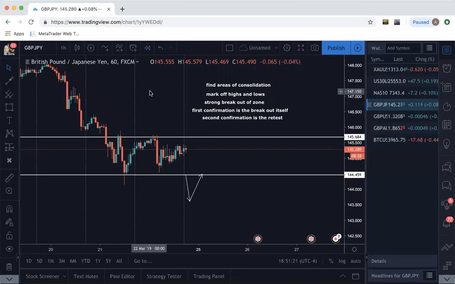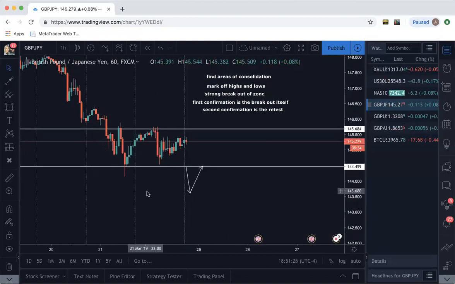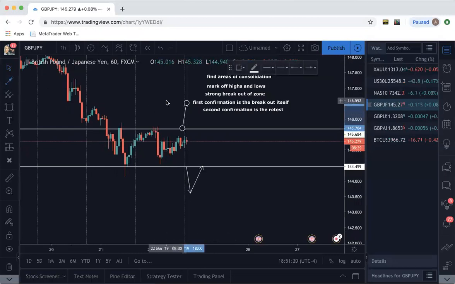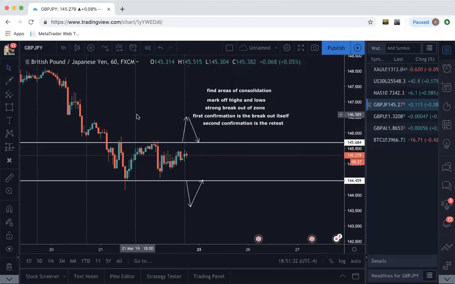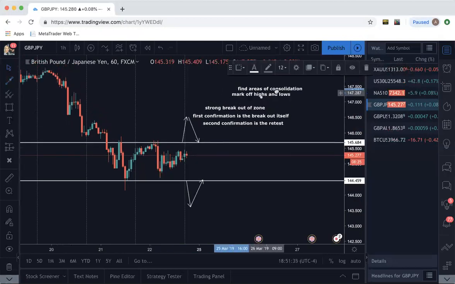Okay, so the second confirmation is the retest. We're going to see a breakout of support or resistance, and it could very well do this, guys. It doesn't have to go down. I don't care where it goes. I just want to catch the move. Okay.